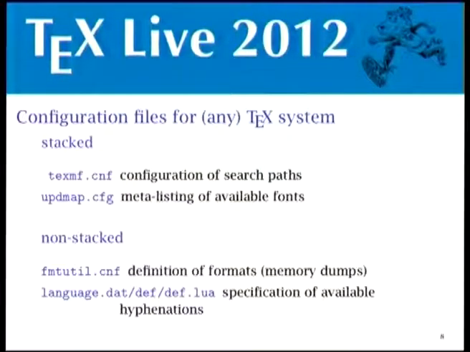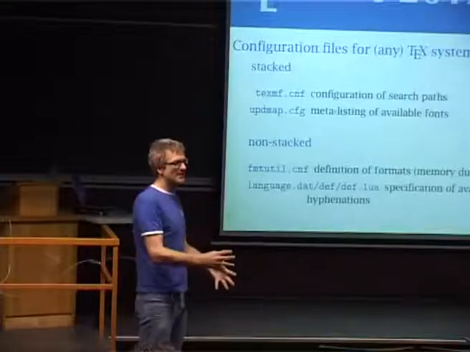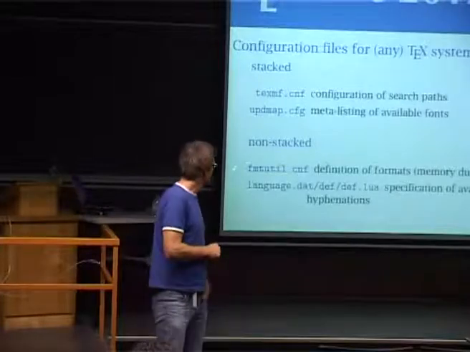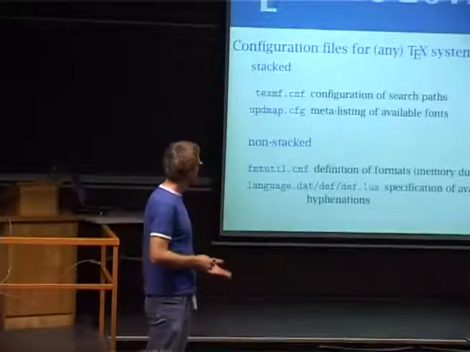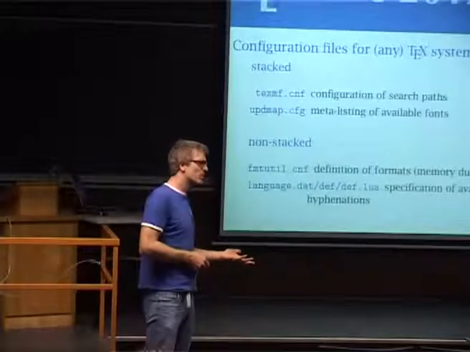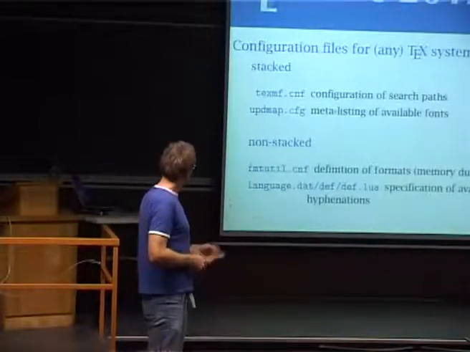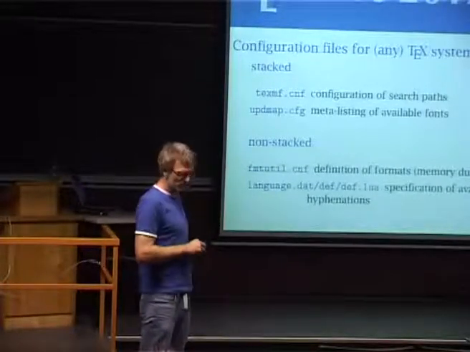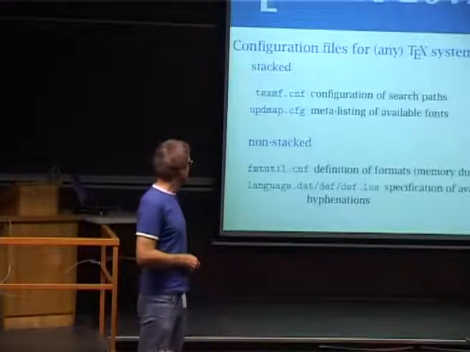We know there are thousands of fonts in the TeX system, and how the different engines, dvips, dvipdfm, xdvi, use fonts and which fonts are used is governed by this one. This has also been stacked since 2012, so all the updmap files are read. In contrast to the stacked ones, there are the format utilities, fmtutil. This is a definition of formats, which are memory dumps. This comes probably from teTeX, we come to that later, and then the language definition files. In fact, they provide which hyphenations are available in a TeX system.